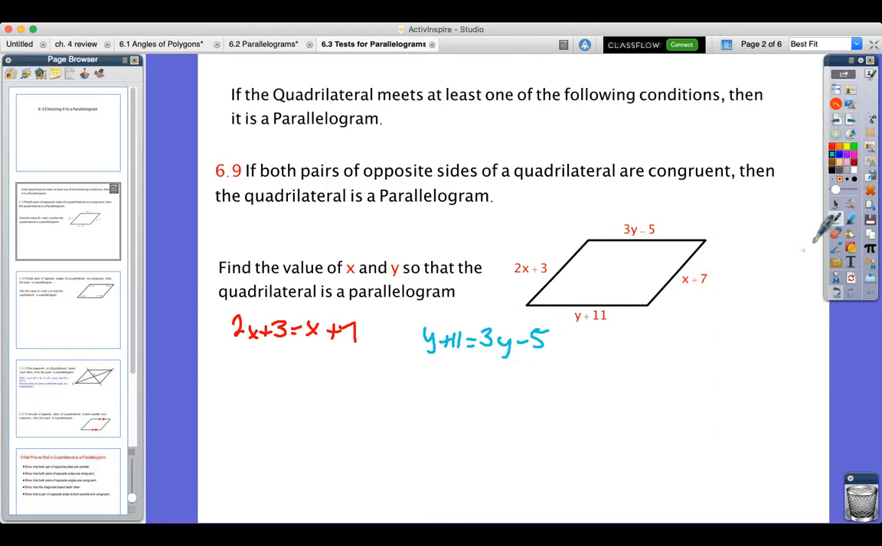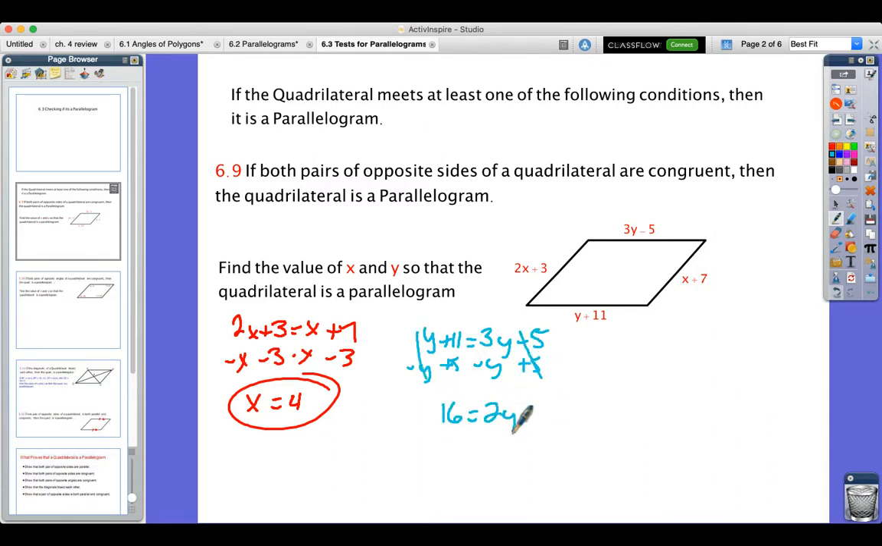As far as the homework's going to be, you're literally going to be just looking for the value of certain parts right here. So here we'll subtract x and minus 3, minus 3. We end up getting x equals 4. Easy peasy. For y, well, minus y, plus 5, plus 5. Bam, bam. We're left with 16 equals 2y, so y equals 8. Easy stuff.